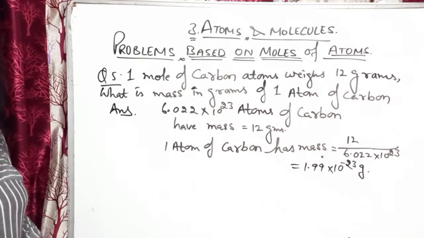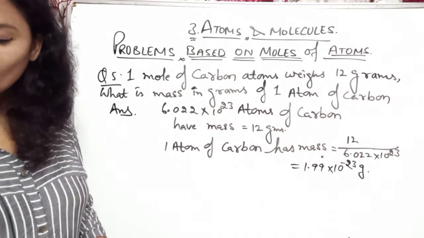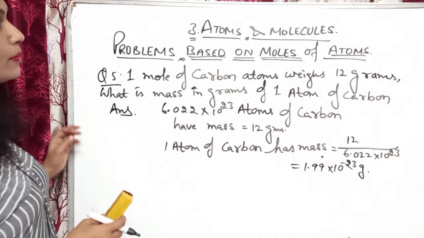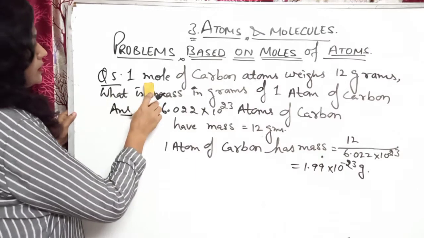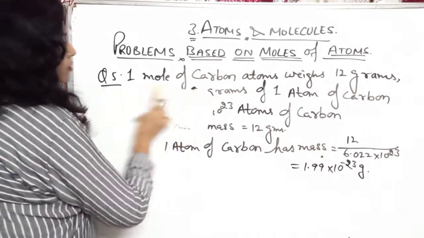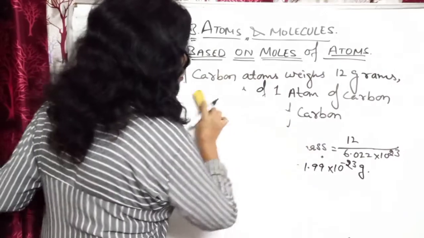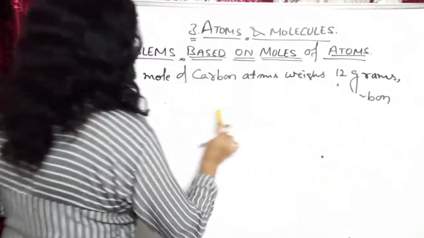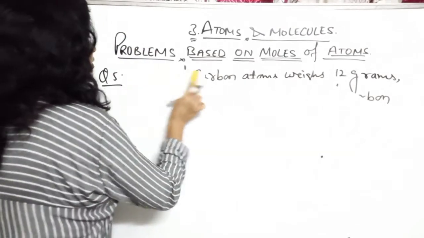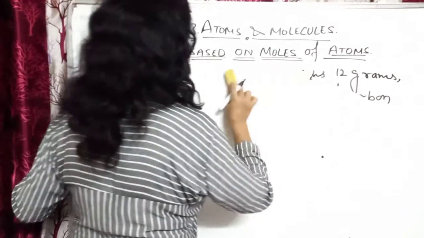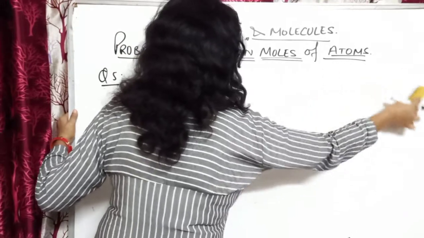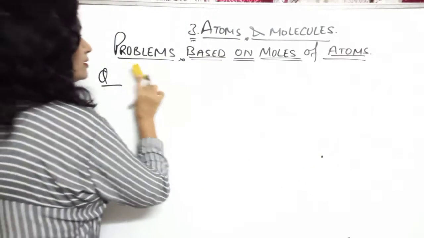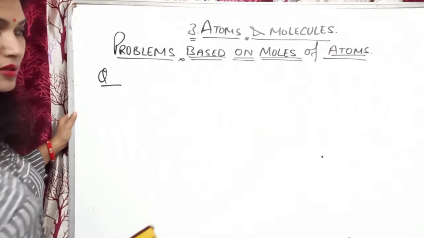Okay, next problem is, which has more number of atoms? So, you have to find out the number of atoms in each case. After that, you will be sure which has more atoms in the two cases. Okay. So, you can write that question and solve it.